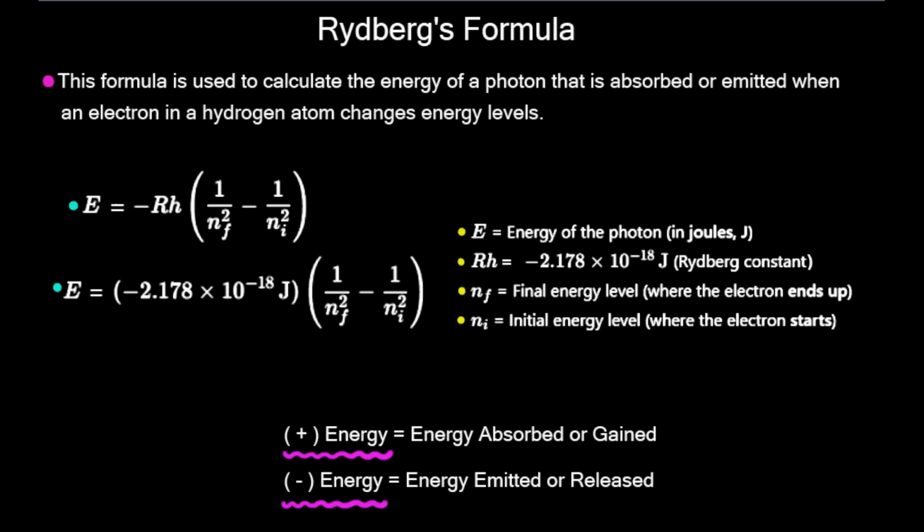When an electron drops from a higher energy level to a lower one, the atom releases energy in the form of a photon. This is called emission. In that case, the energy comes out as a negative value because energy is leaving the atom. When an electron absorbs energy and moves from a lower level to a higher one, the atom takes in energy. That's called absorption, and the energy has a positive sign because the atom is gaining energy from the outside.